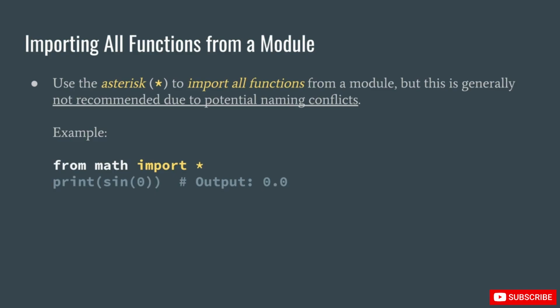You can import all functions from a module at once by using an asterisk. However, this approach is generally not recommended because it can lead to naming conflicts if different modules have functions with the same names.